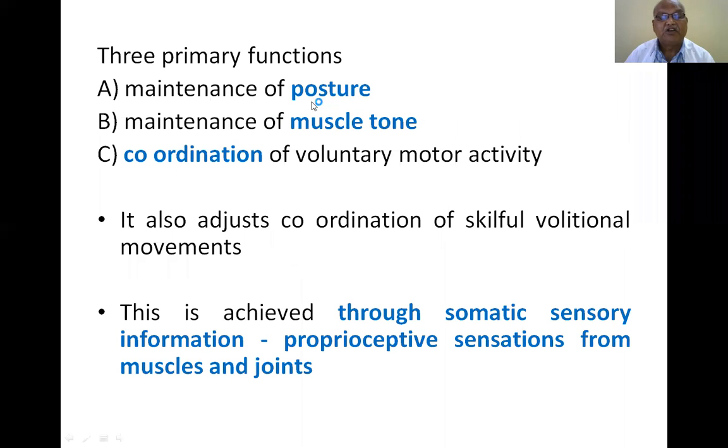Maintenance of posture. So you are able to stand without closing your eyes, and with closing of your eyes also, that is maintenance of posture. Maintenance of muscle tone. So your muscles are present in a certain tone. They are not relaxed, they are not contracted, they are in balance. That is maintenance of muscle tone. Coordination of voluntary motor activity. If you want to move to some other place, then your legs work.